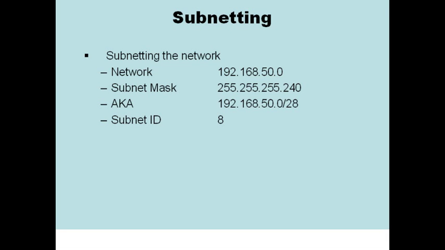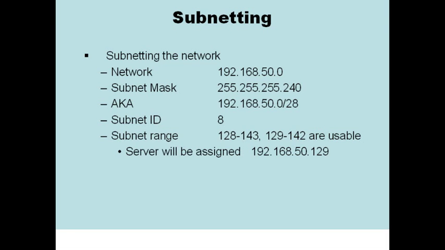The subnet ID I want to use is 8. So the subnet range is 128 to 143, and the usable IPs in that range are 129 to 142. So I'm going to assign the server the 129 address and the laptop the 130 address.